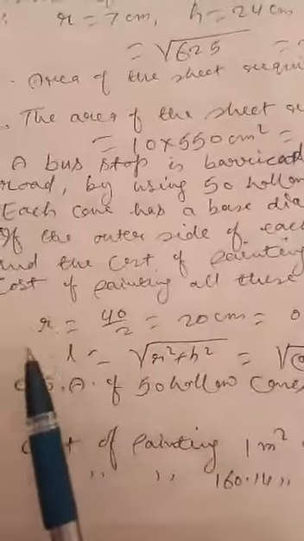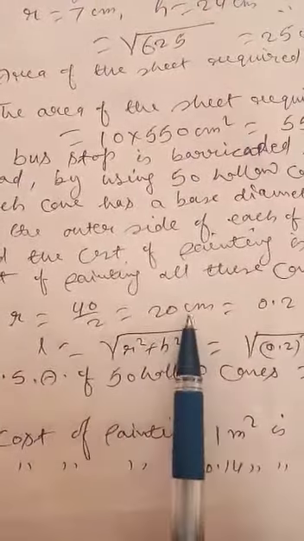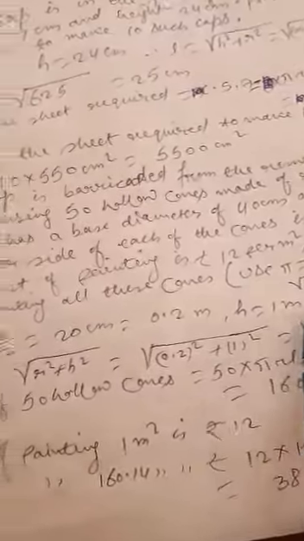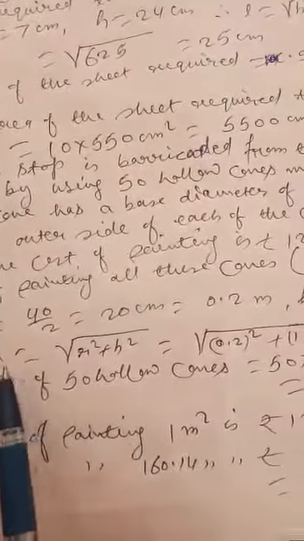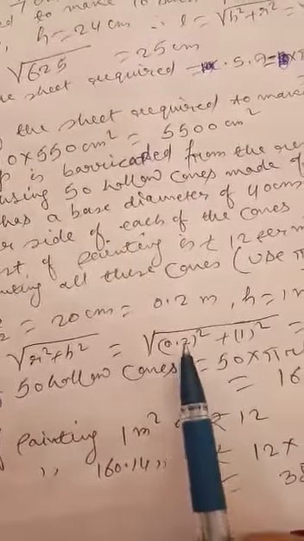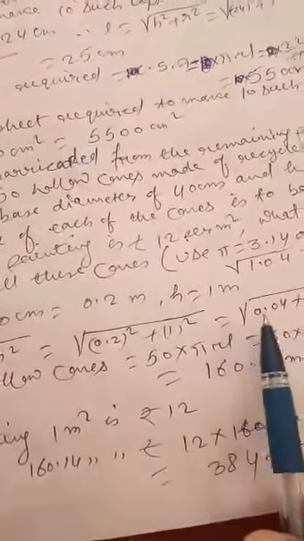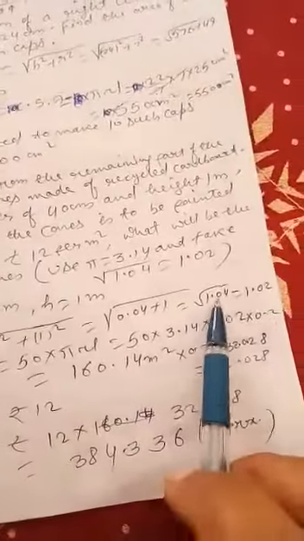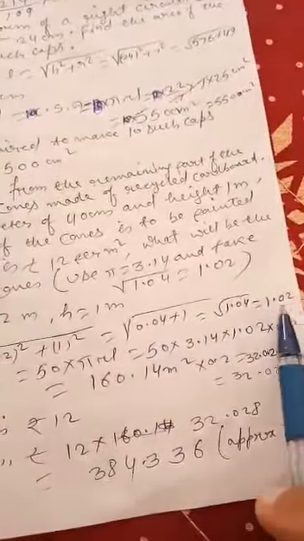Dear students, what is given here? Radius is given 40/2, that is 20 centimeters equal to 0.2 meter. Now height is given 1 meter, so we can find out slant height. Slant height is equal to under root r square plus h square is equal to under root 0.04 plus 1, that is under root 1.04 is equal to 1.02. So slant height we have got 1.02.